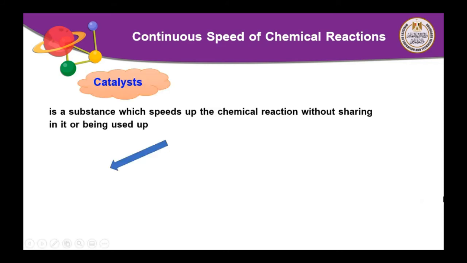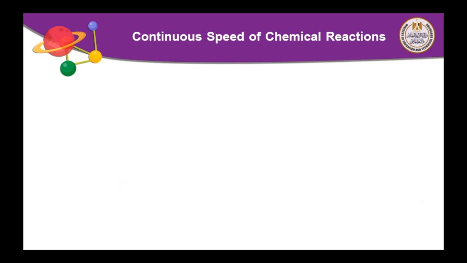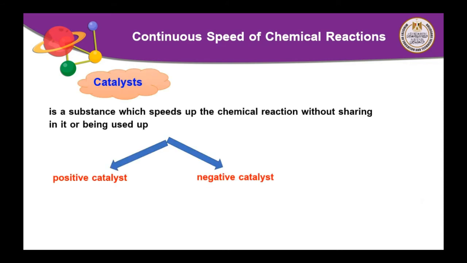The catalyst substance which speeds up the chemical reaction without sharing in it or being used up. Without sharing in the chemical reaction or being used up. So catalyst can be used as positive catalyst or negative. What is the difference between positive and negative catalyst? The positive catalyst increase the speed of the chemical reaction, while negative catalyst decrease the speed of the chemical reaction. As what?